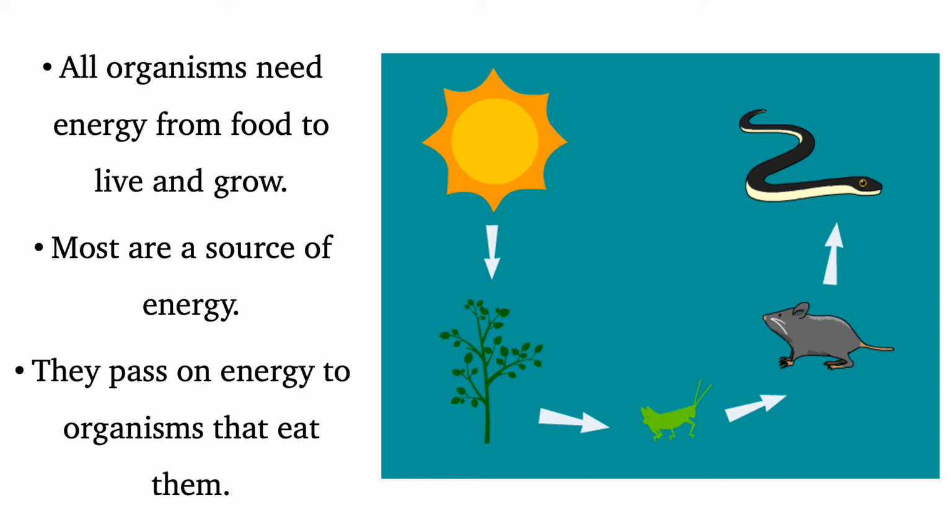Then the rat will eat the grasshopper. So the rat will take the energy from the grasshopper. Then the snake will eat the rat. So the snake took the energy from the rat. So that's how organisms depend on each other.